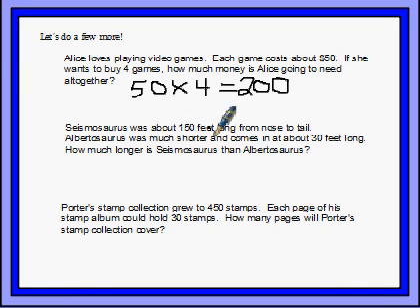Seismosaurus was about 150 feet long from nose to tail. Albertosaurus was much shorter and comes in at about 30 feet long. How much longer is a Seismosaurus than Albertosaurus? So this is asking me to see what the difference is between Seismosaurus and Albertosaurus. Difference is a subtraction thing. So I'm going to do subtraction. I'm going to take 30 away from 150.